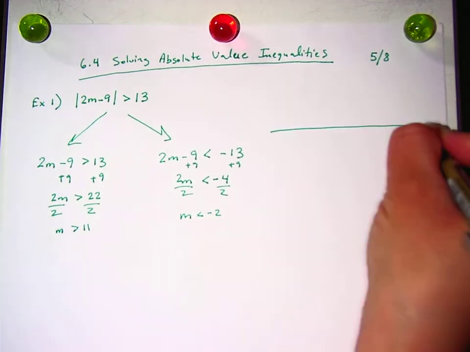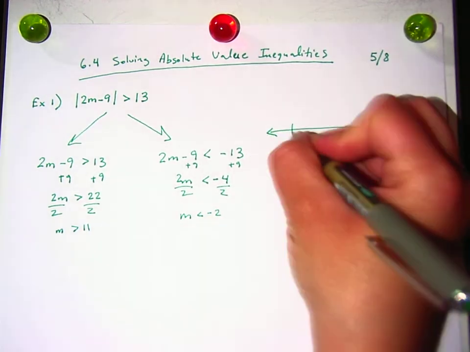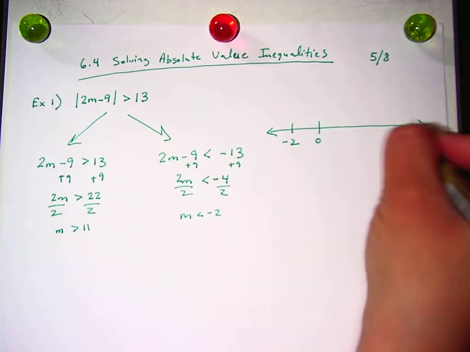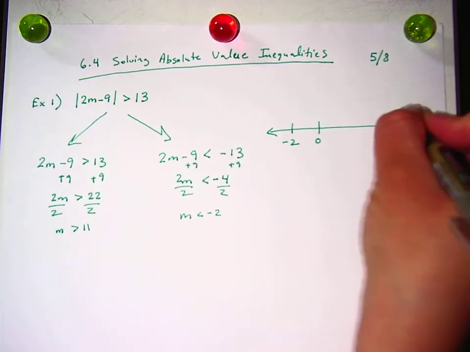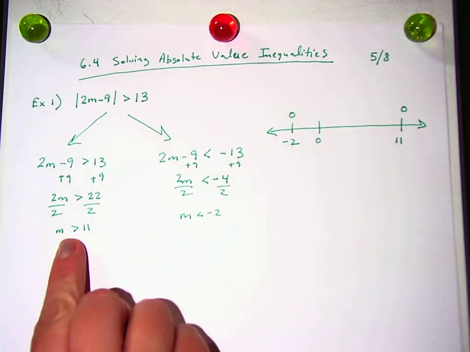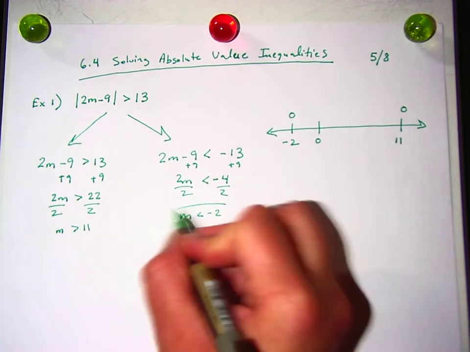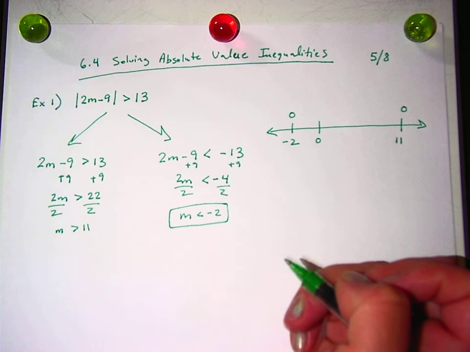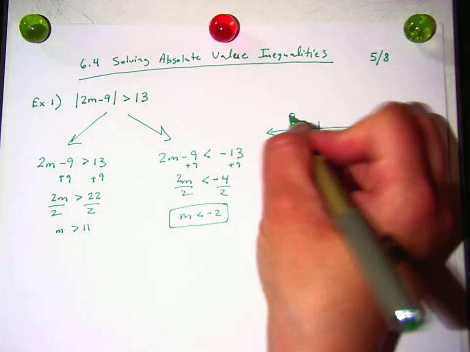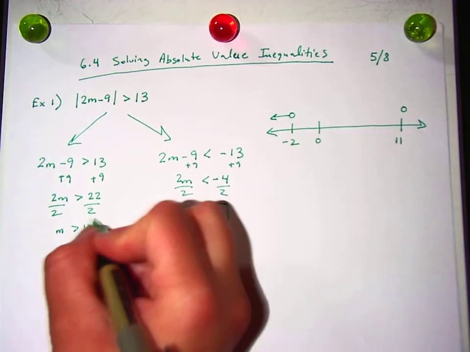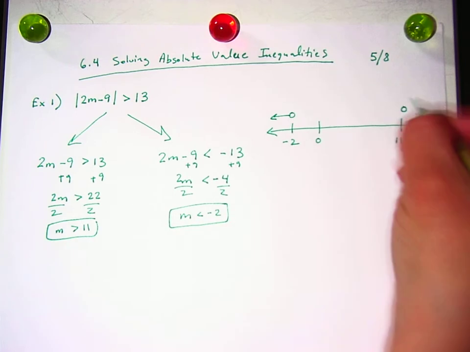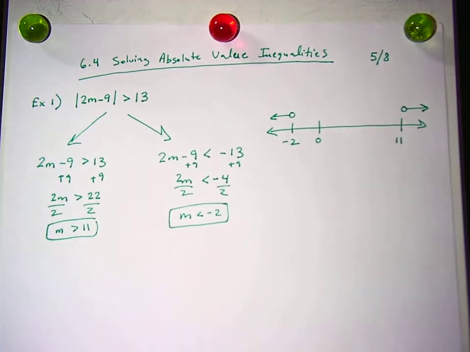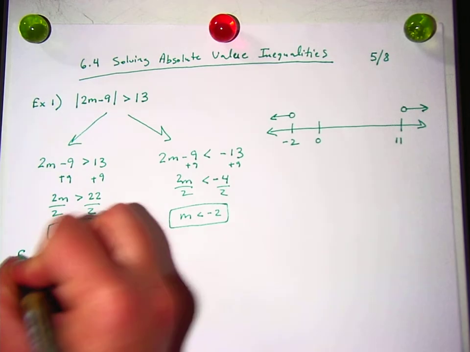And if I put it on a number line over here, here's negative 2, there's 0, there's 11. They are open circles because there's no equal sign next to them. So this one says that it's less than negative 2. Less than is to the left, so that arrow goes to the left. And this one says it's greater than 11, so that arrow goes to the right. Not too bad.